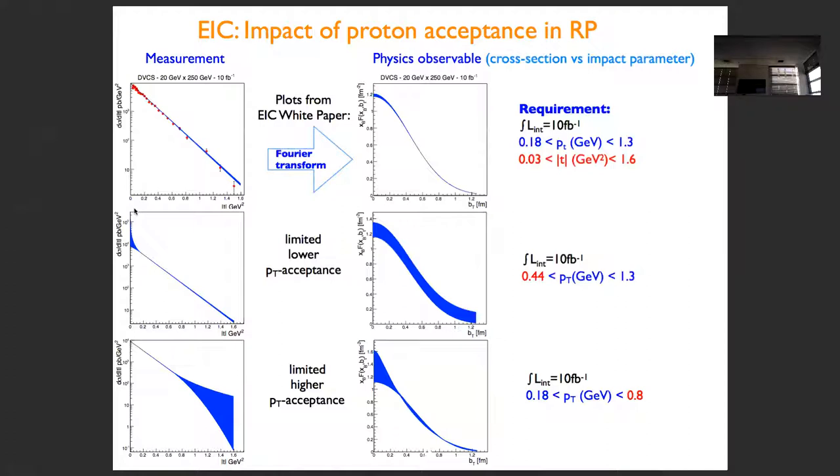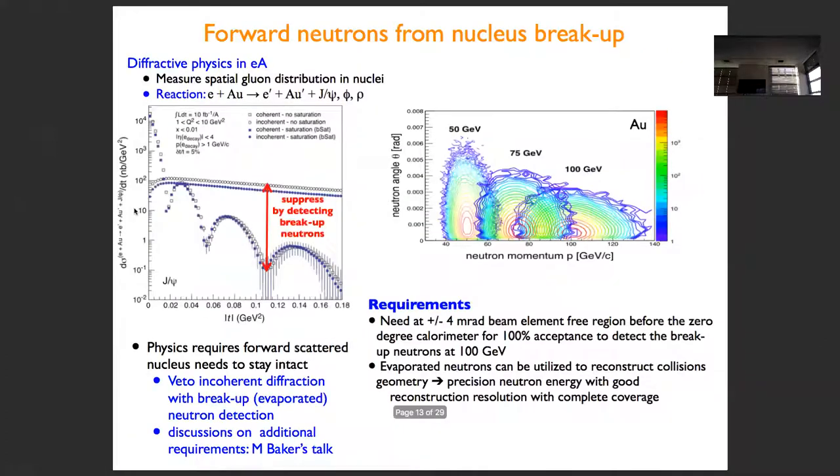So PT obviously depends on the initial momentum, so you have to translate it. So this is when the proton is 250. If it goes lower, obviously the PT coverage is getting lower. So that kind of thing is the limit.